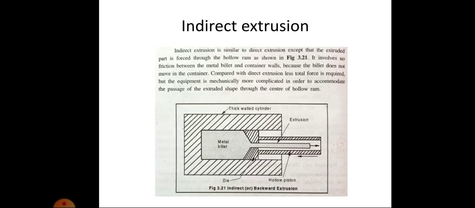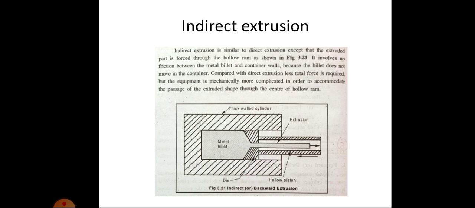Indirect extrusion. Indirect extrusion is similar to direct extrusion except that the extruded part is forced through the hollow ram as shown in the diagram. That is, here the ram is hollow and the extruded product will come out through the hollow portion of the ram. It involves no friction between the metal billet and the container walls because the billet does not move in the container. Compared with direct extrusion, less total force is required here.